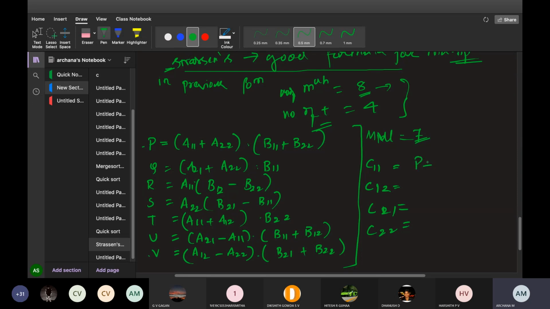Look here. P plus S minus T plus V. R plus T. Q plus S. P plus R minus Q plus U. So you find out all these formulas using P, Q, R, S, T, U, V, and finally you will get the resultant matrix. These are the 4 important formulas to find out the resultant matrix. This is Strassen's matrix multiplication.